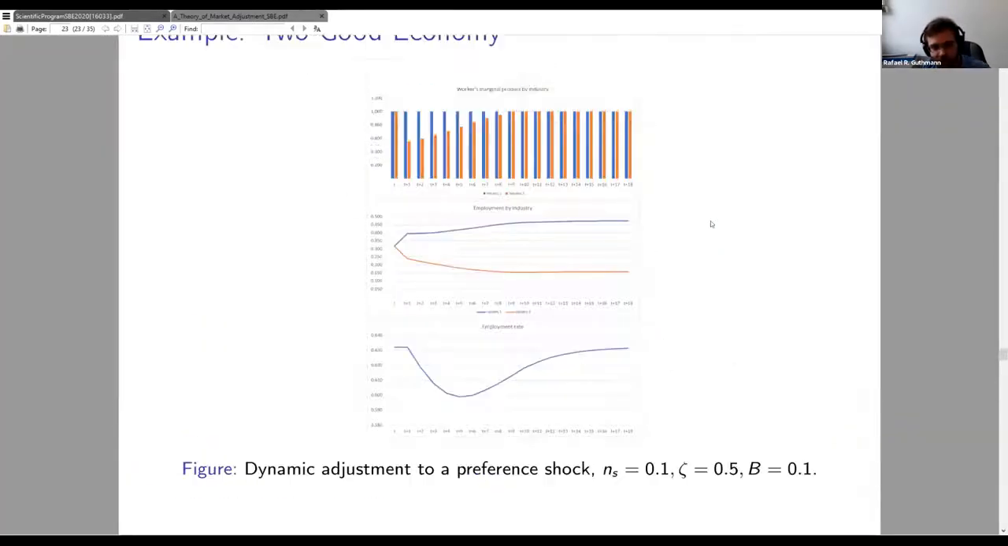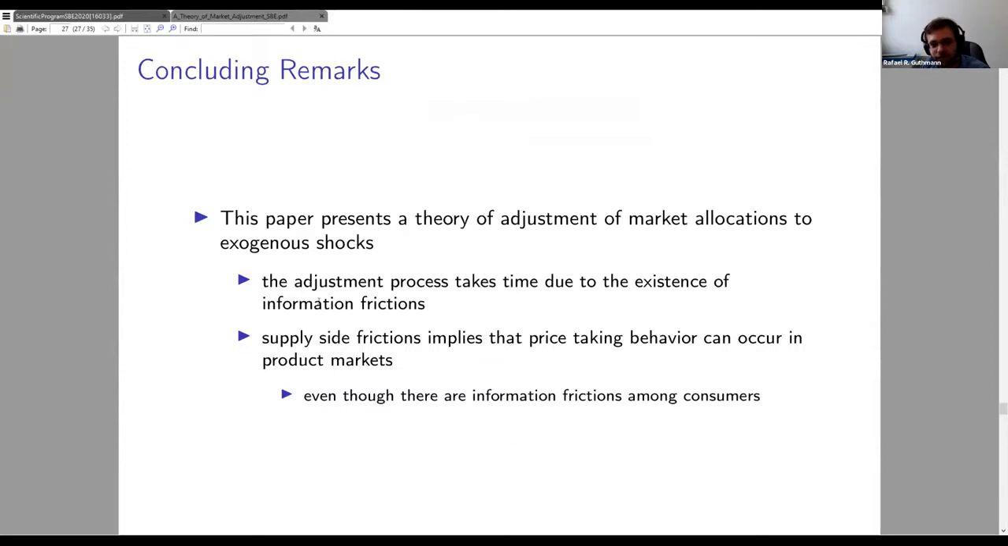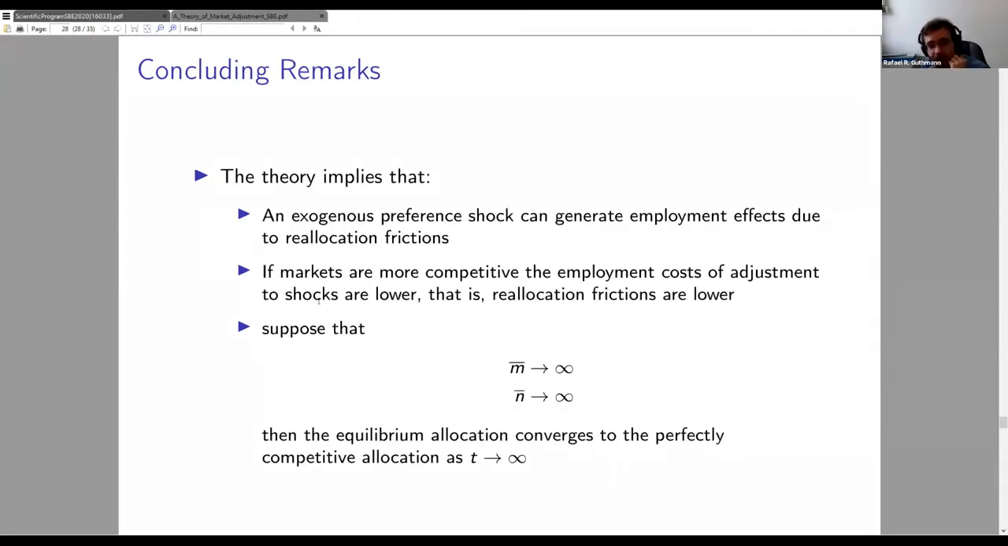Okay, so I ran out of time, it's already 10. So I will just skip over here and wrap up. I just presented this model of adjustment of market allocations to exogenous shocks. It means that this adjustment process takes time due to the existence of these frictions, which they represent by constrained consideration sets. Supply side frictions imply that price taking behavior can occur in product markets, even though you have information frictions among consumers, right? And then that's it.